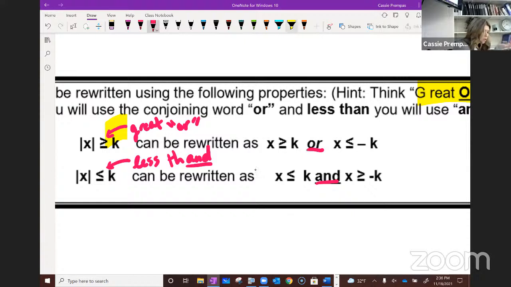To determine the solutions for X, you're going to take the exact inequality, remove the absolute value for one set of solutions. And then for the other solutions, you're going to flip the inequality symbol and flip the sign of the number.